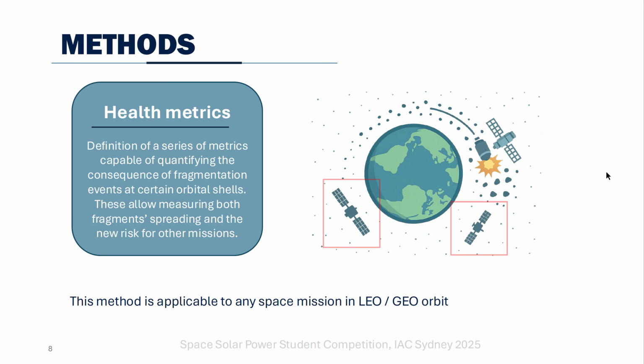And again, the last part is the health metrics. So we develop a series of analytics that allows us to better account for the risk, so to better estimate the risk for the other missions at different orbital shells once a collision happened with this solar power satellites mission.